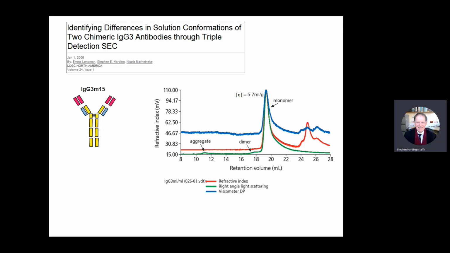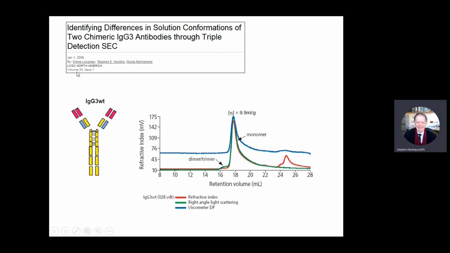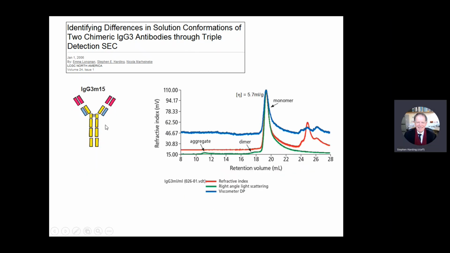This is another one here. This is a mutant IgG3. See, this one's got a long hinge region. This is a mutant one, which has had its hinge region shortened. And you can see the reduction in the intrinsic viscosity, but you've got the extra aggregate here. So that's an example. So here we are. The blue signal here is the viscosity signal.